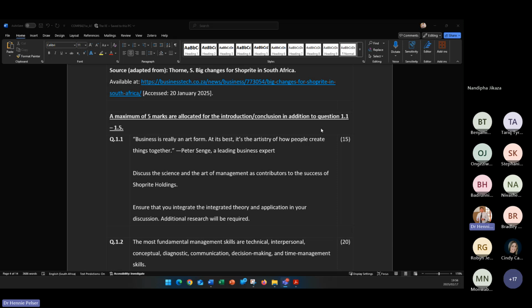So business, that link between art and science. When the textbook says that business is that magic ingredient that somehow brings together a bit of art with a bit of science, what is the science that we talk about? What would the science constitute? What is the science in that definition?